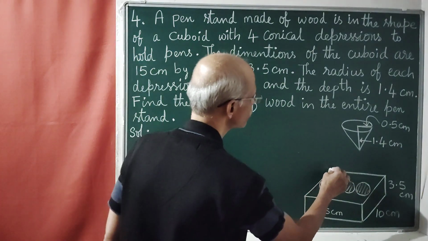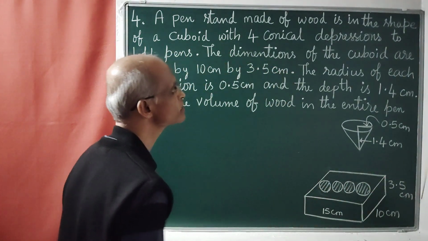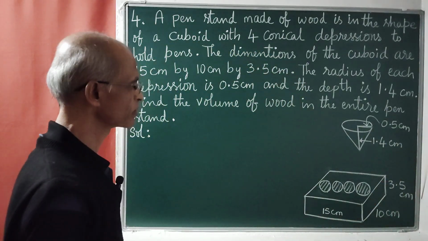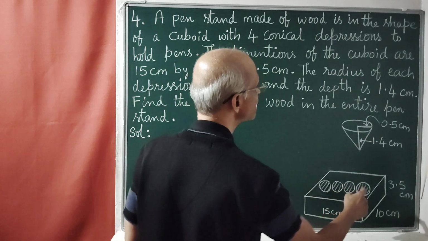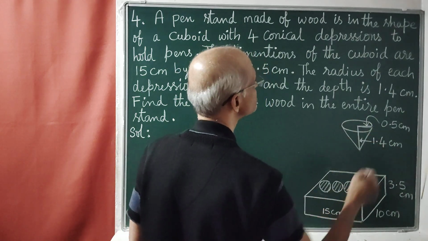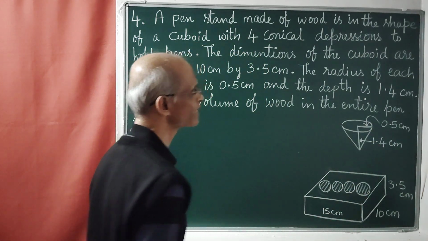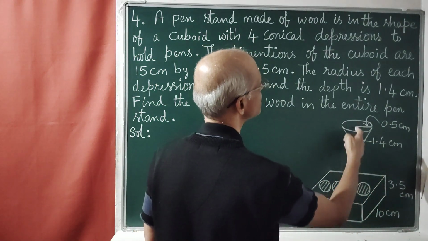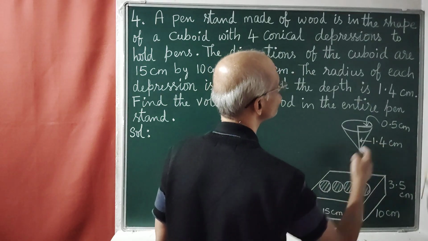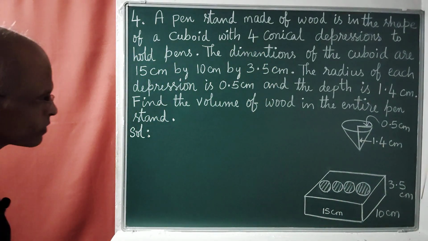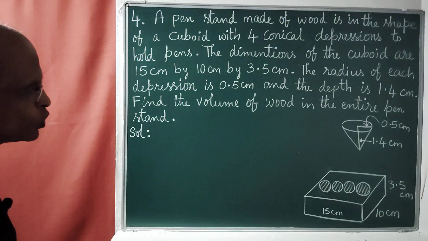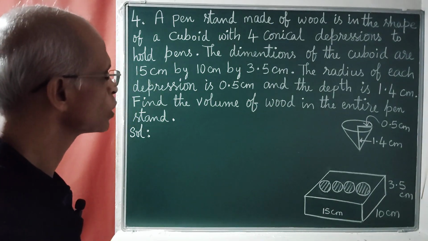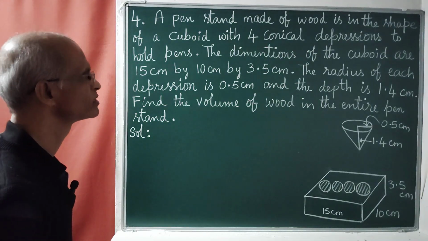So there is a cuboid. It is 15 by 10 by 3.5. And there are four conical depressions like this to hold the pens. So here the radius of each cone is 0.5 centimeters and the depth, that is the height of the cone, 1.4 centimeters. So first we will find the volume of the conical depression.